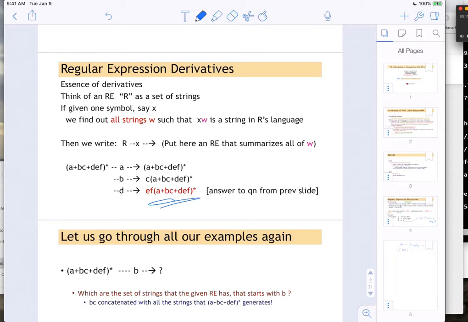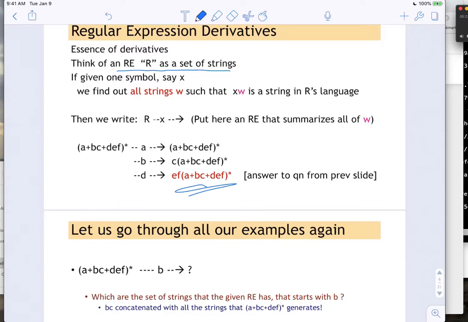So the essence of derivatives, again to repeat, is think of RE as a set of strings. If given one symbol, find out all the strings W such that XW is a string in the original RE. And then the derivative is a summary of all the W's that remain after you chop off the first symbol. Saying the same thing in a bit more of a mathematical way.